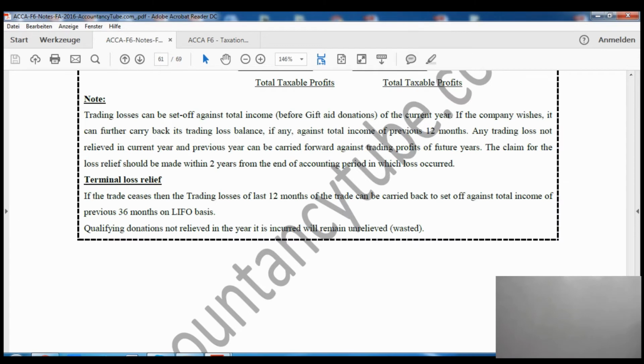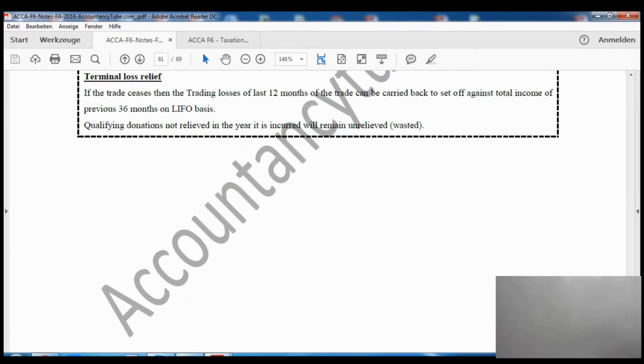Just beneath that it says a terminal loss. Now terminal loss again is the loss of the last 12 months of the trade. However, treatment is a little easier here. If the trade ceases, then the trading loss of the last 12 months of the trade can be carried back to set off against total income of the previous 36 months on a LIFO basis. Qualifying donation not relieved will be wasted. So qualifying donation will always be wasted.